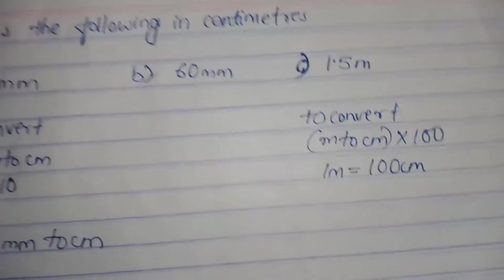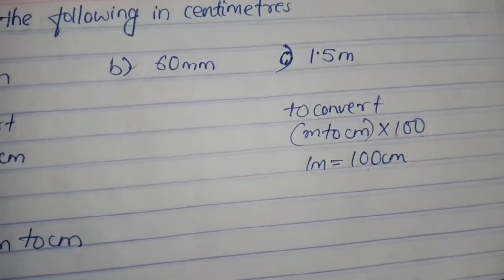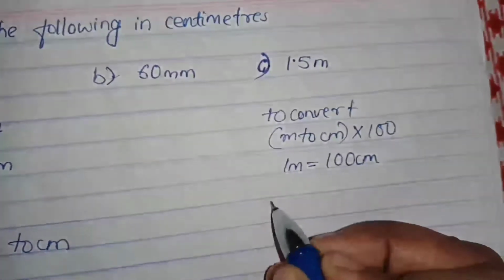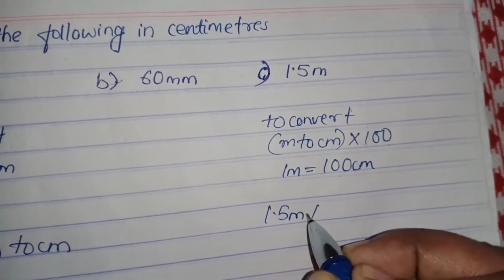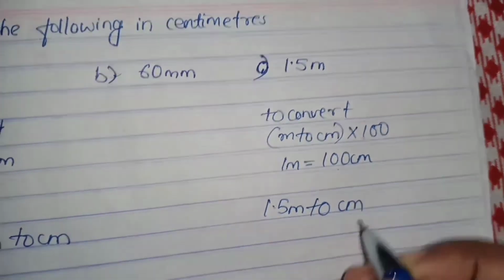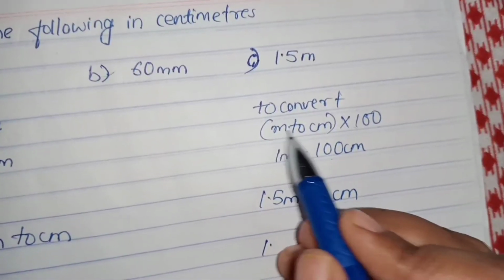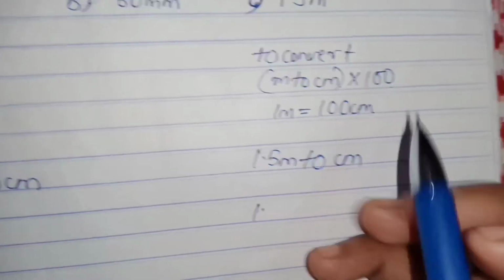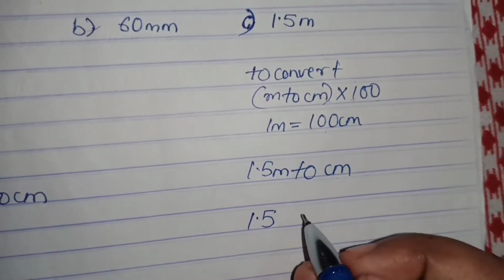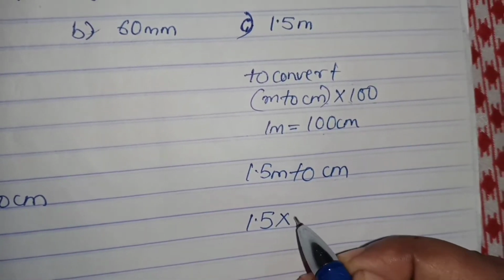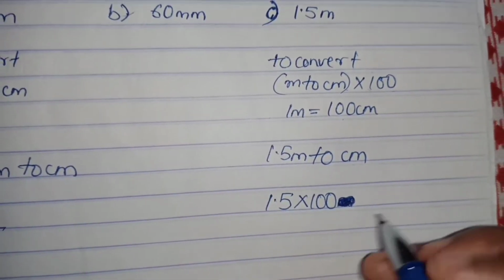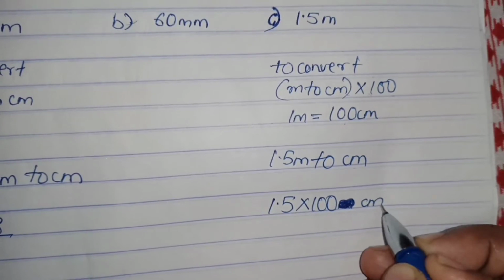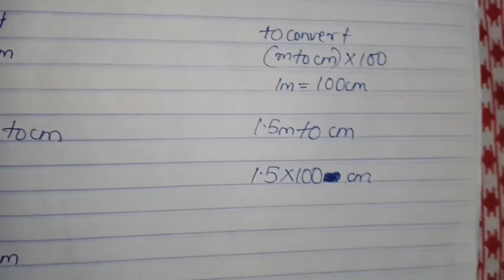Okay, so now let's come back to this question. You have to convert 1.5 meter to centimeter. So meter to centimeter, we have to multiply by 100. So 1.5 into 100 centimeter, because we are converting this into centimeter.